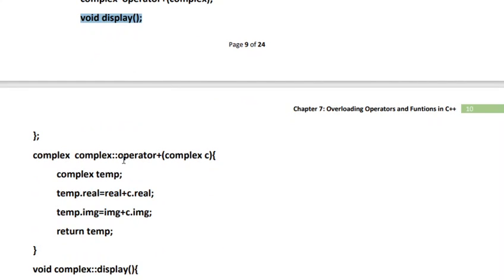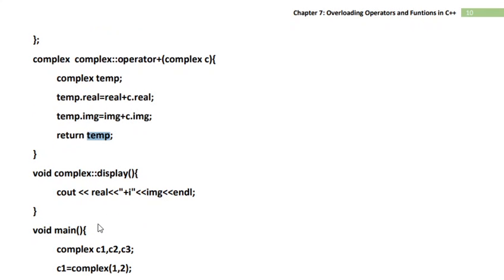The operator function is defined as a function that's capable of adding up two complex numbers, and it's capable of returning the sum. Here I'm returning a variable of type complex, right? And display is capable of displaying the result in the a plus ib format. Now what I've done is I've declared three objects, c1, c2, and c3.